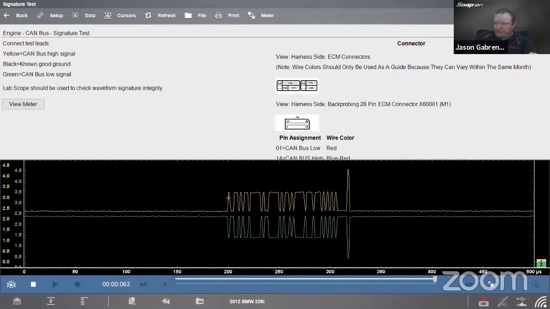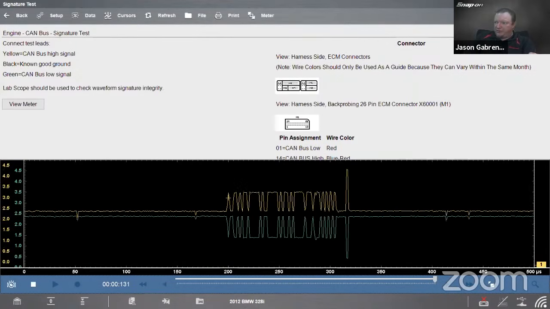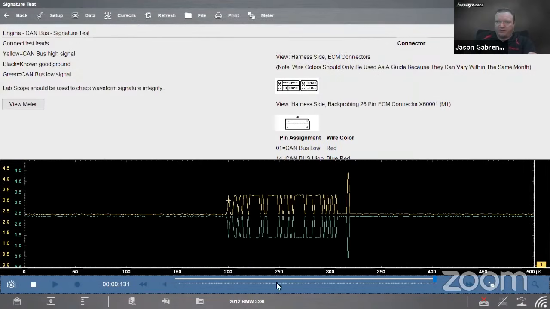So I open the meter, and see, it does give me a little bit different look. It's a little bit wider of a look. 500 microseconds, that's 500 millionths of a second in width. My height is still set at 5 volts though, so we pull that down a little bit.